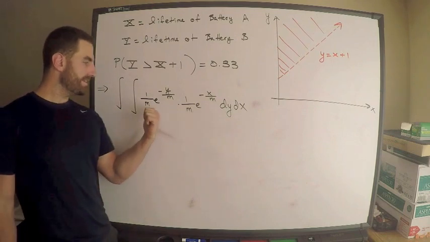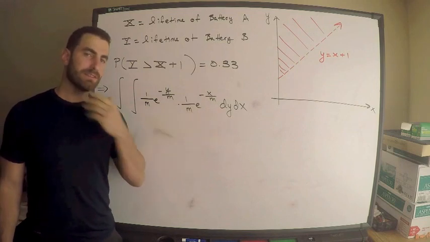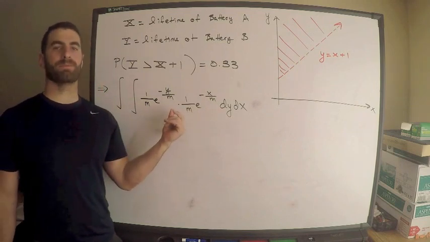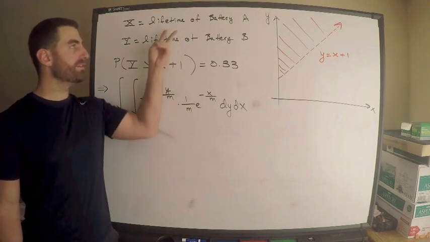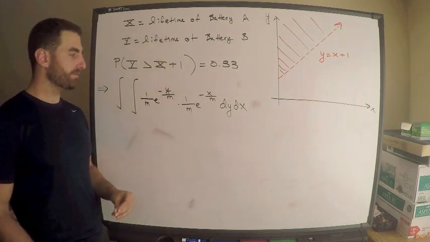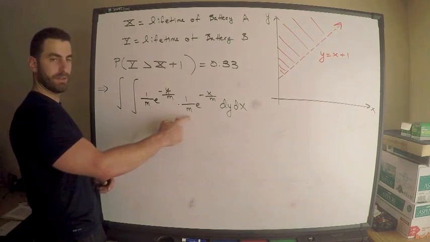Furthermore, this is the PDF of y, the PDF of x, my density functions, and I can multiply them. I can treat this actually as the joint PDF. Why is that? Well, because these are independent. X and y are independent, right? So this really is the joint PDF here.